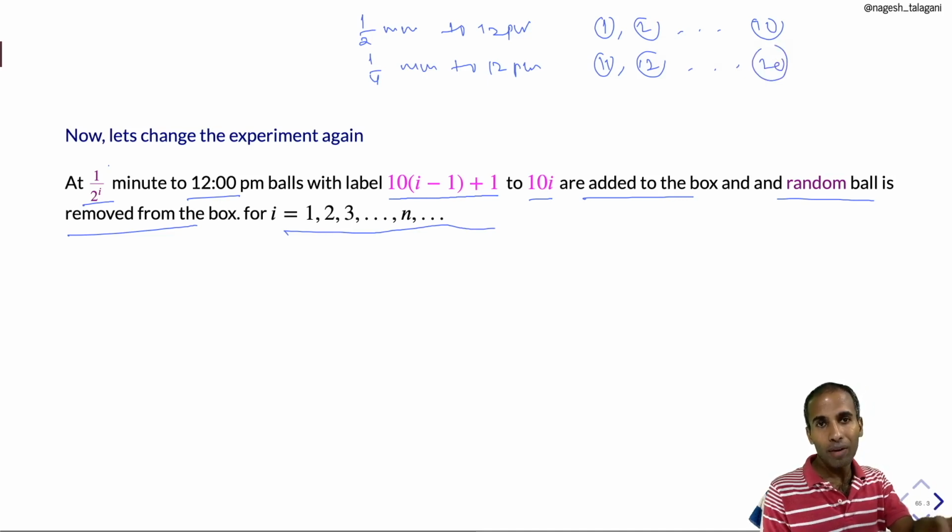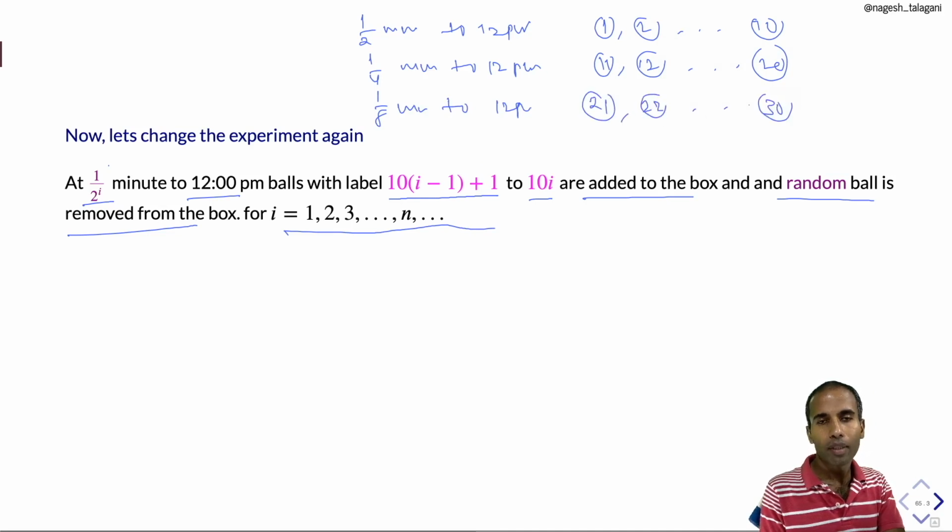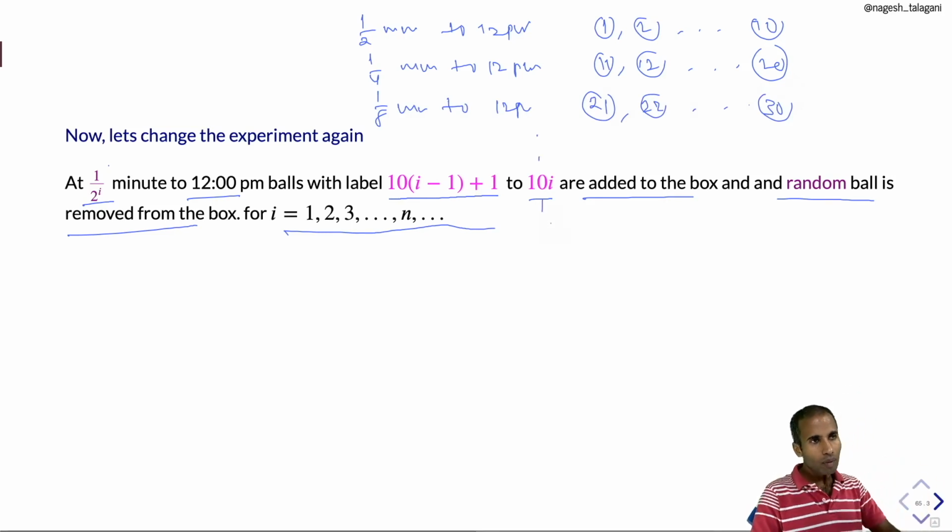Now the box will have 19 balls. You just pick one ball at random. That's what we are doing. At 1/8 minute to 12 pm, again we add 10 more balls with the labels 21, 22, and so on up to 30. Again we pick one ball at random, and so on. This time I'm not going to ask the same question because it won't make sense. Now it is a random experiment.